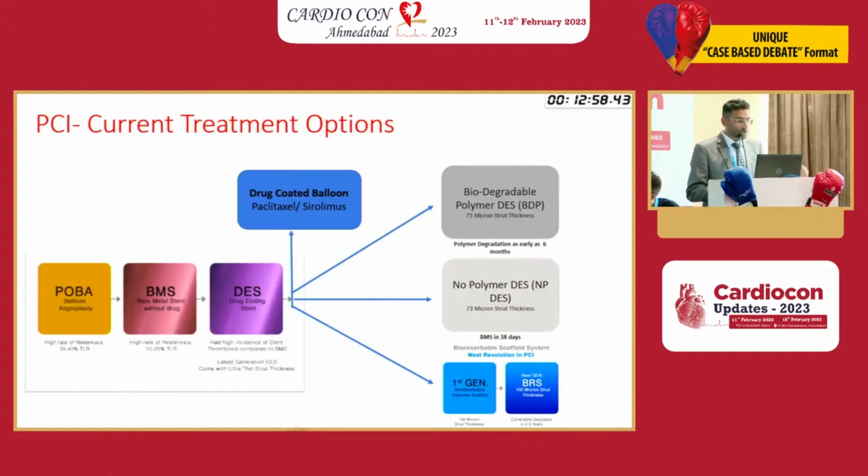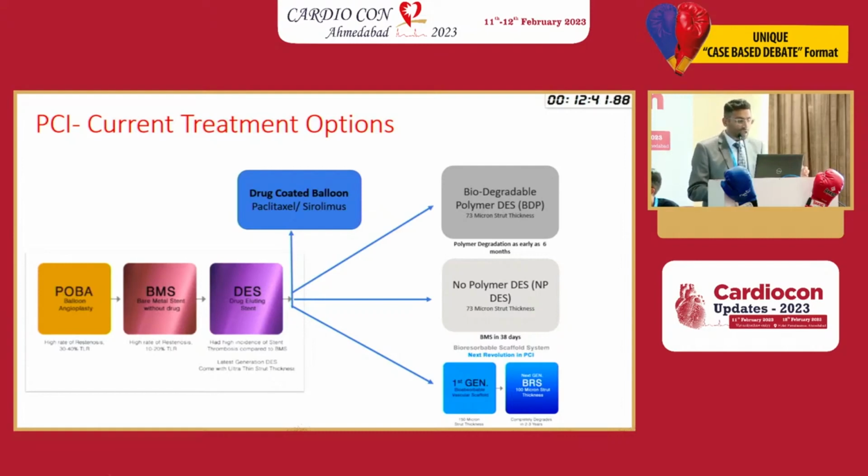be as good as DES. So we have these treatment options: we can do a POBA or a BMS or a DES. Now we have even better DES, like biodegradable polymer, no polymer, first generation BVS, second generation BVS, and you can also do a DEB, which I am going to discuss.